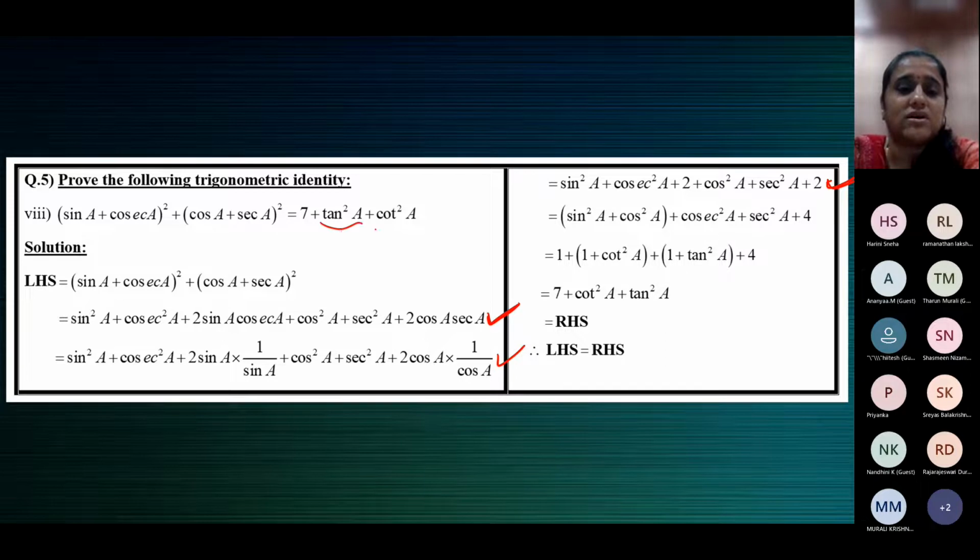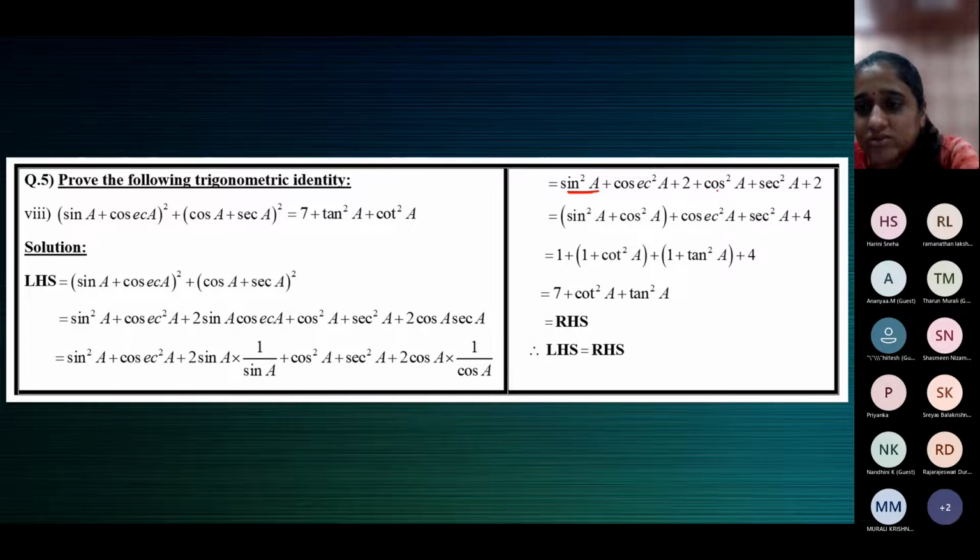Look at the RHS. See the ratios in the RHS: 7 + tan² A + cot² A. All right. Now let's continue with what we have. You can see a sin² A here and a cos² A here. We know that sin² A + cos² A is 1. So let's group that: sin² A + cos² A.